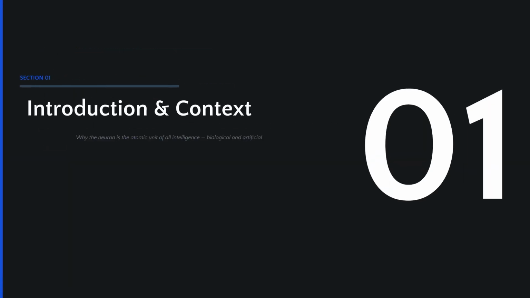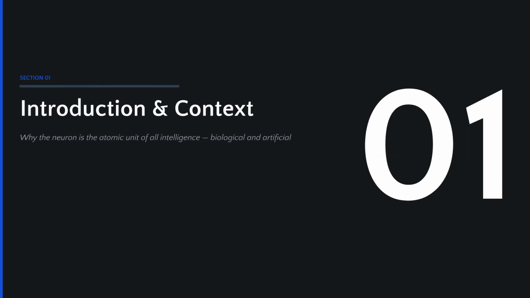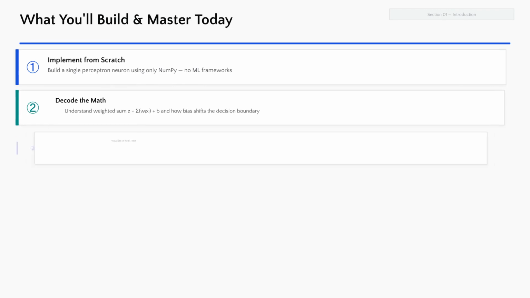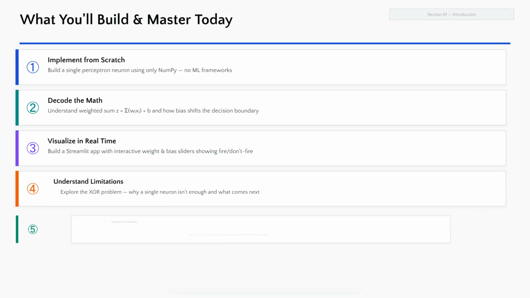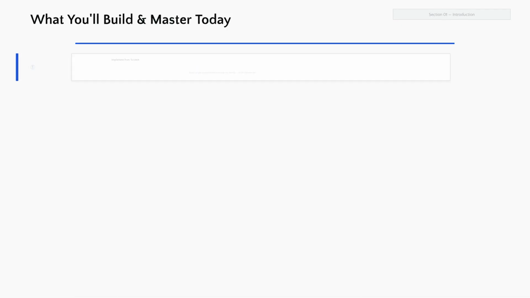Our first section sets the stage. Why is the neuron the atomic unit of all intelligence, both biological and artificial? Understanding this context is the foundation for the mathematical model we will build next. Today, we aim to implement a perceptron neuron using only NumPy, decode the core math including the weighted sum and bias, and visualize it live using Streamlit. We'll also explore its limitations, setting the stage for future videos on deep networks.